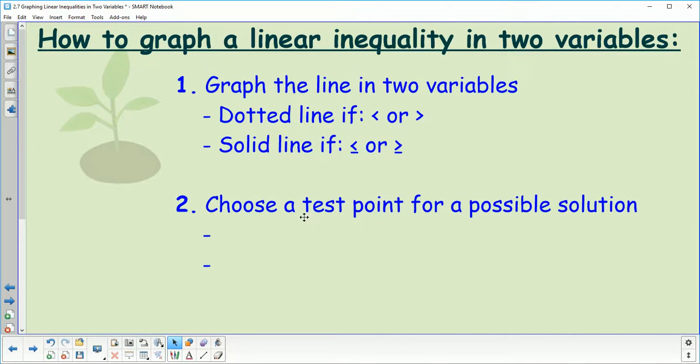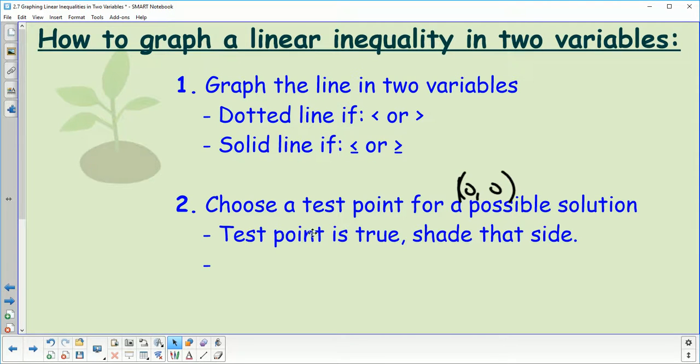The test point cannot be on the line you just drew. The easiest test point is 0, 0. That one usually works pretty well for us. Unless it's on the line, then we have to choose a different test point. Now here we're either going to make a true statement like we saw in that last example, or a false statement.